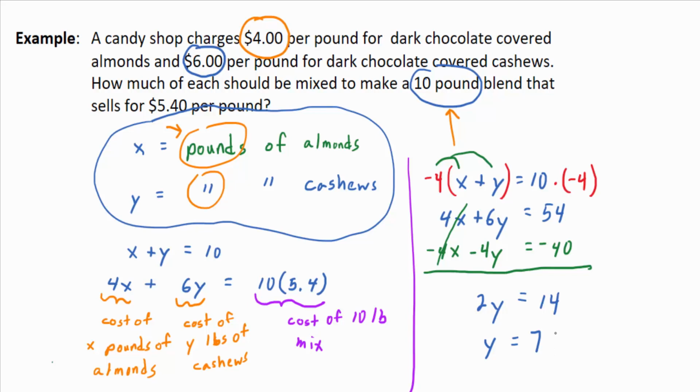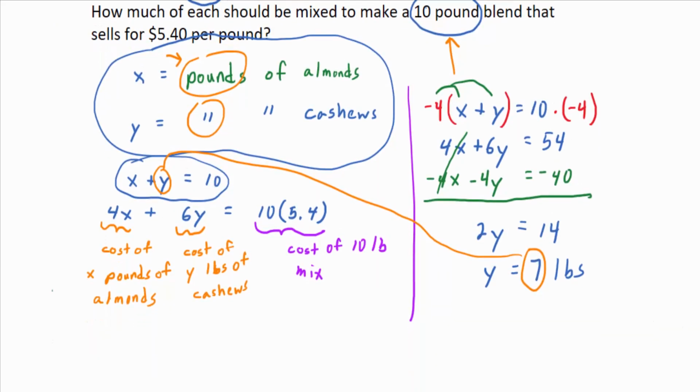So 7 pounds. And then can we get x? Remember, one of the equations is x plus y equals 10. So couldn't we just substitute into the first equation originally? That's y. Couldn't we just substitute that in there and solve for x? Yeah? So if we do that, we get x plus 7 is equal to 10. So what does x have to equal? Subtract 7 from both sides, x equals 3 pounds.